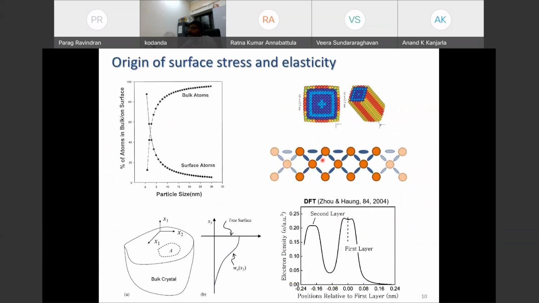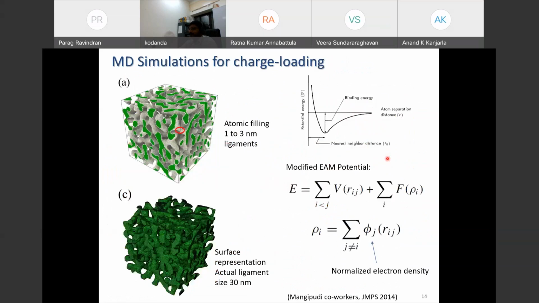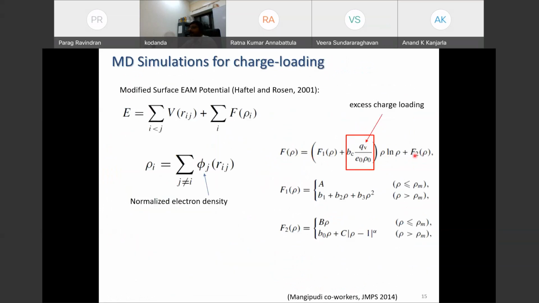Okay, so reduced coordination, and that reduced coordination was taken into account in this case. So that's a natural redistribution of the electronic charge. So that was the SEM potential, surface modified EM potential, and that contains this F1 and F2 terms. I'm not going to the details of those. Now to that, we had to inject an additional charge at the surface.